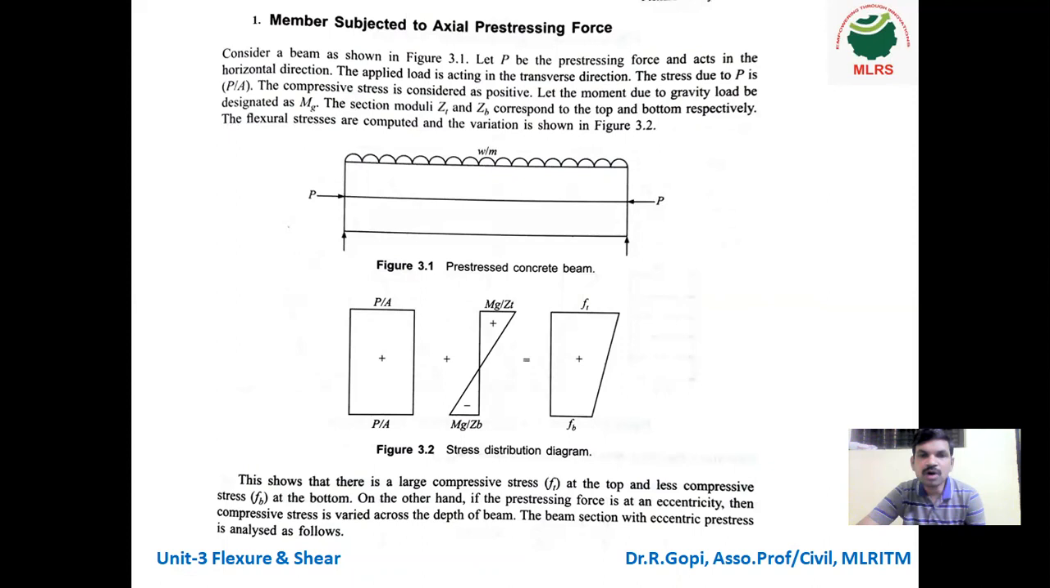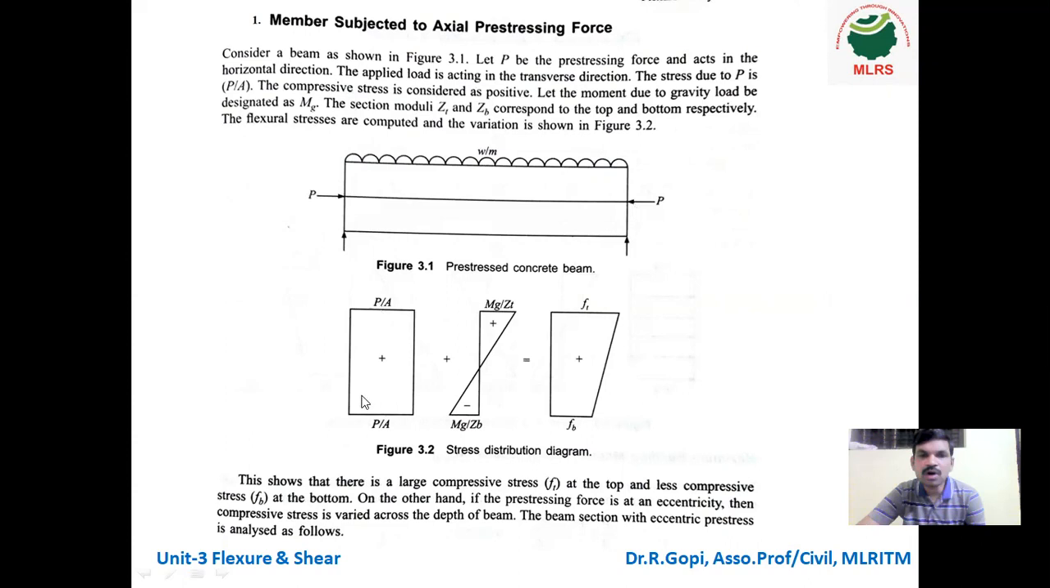So first, member subjected to axial prestressing force. Here axial prestressing force is nothing but the prestressing force applied exactly at the centroidal axis. That means a concentric prestressing force. Due to this prestressing force, you can see in this diagram, the prestressing force is exactly acting at the centroid, so eccentricity is 0. Under this situation, this is the stress distribution diagram.